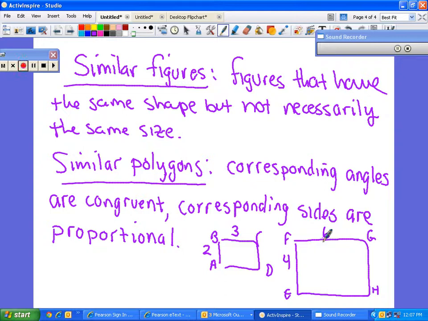And what we're going to do is set up a proportion. We're going to say that 2 is to 4 as 3 is to x. Or what you can also do is compare two sides on the same figure. It doesn't necessarily have to be figure to figure. So we could say that 2 is to 3 as 4 is to blank, and then solve the problem and figure out what the length of that other side is. That's exactly what we're going to be doing today.